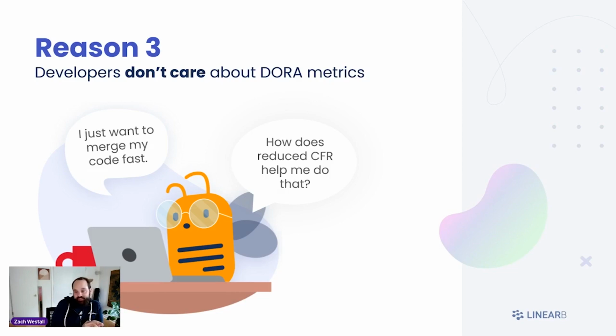How does reducing CFR help them do that? How does a reduced MTTR help them do that? It's hard to know. It really doesn't. So that is the third reason why DORA metrics do not necessarily equal better business outcomes.